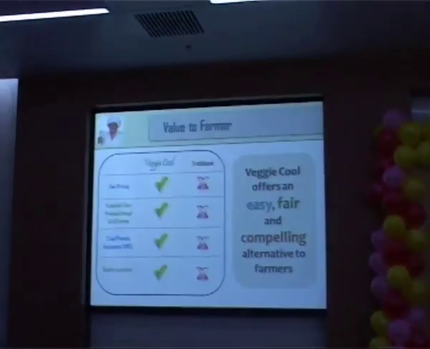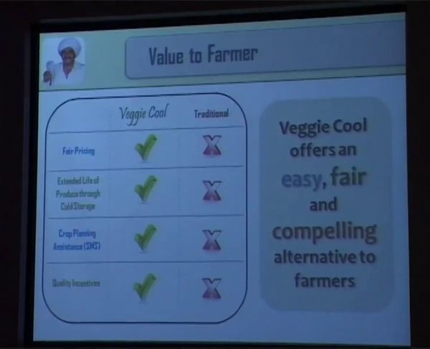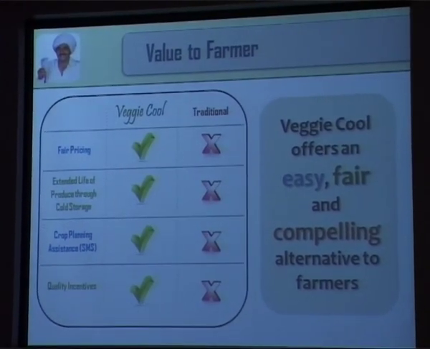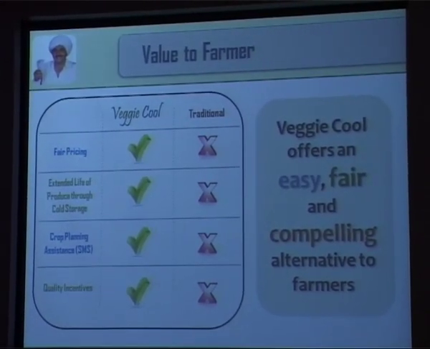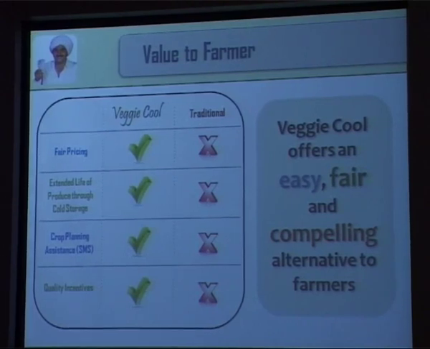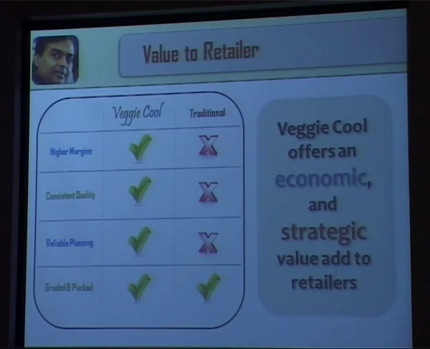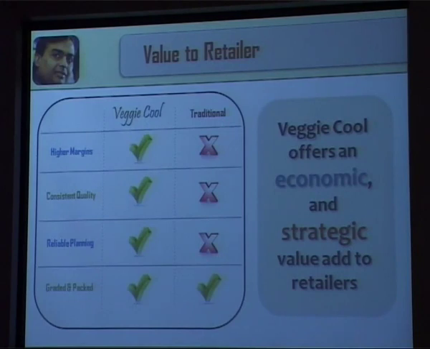To the farmers, not only do we increase the lifespan of their produce, but we also offer them a better price for their produce, and using technology, provide constant feedback on what's in demand in the retail markets. With this knowledge, the farmers are now empowered to improve their crop quality and better plan for the next season. And for the retailers, a strategic partnership with VeggieCool provides them a better quality of produce, all graded and packed. We eliminate their overheads and operating costs and provide them an economic benefit through higher margins.